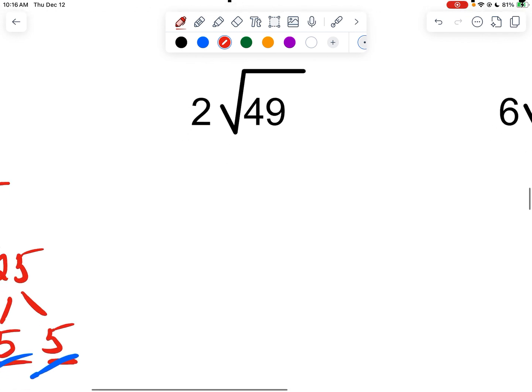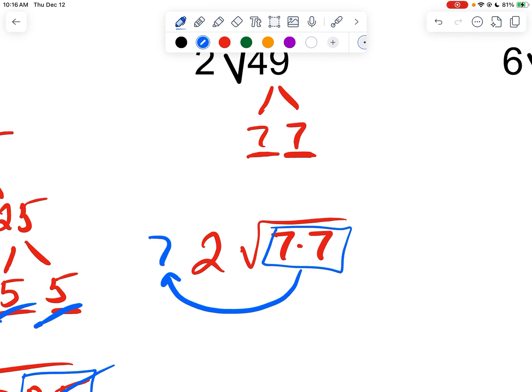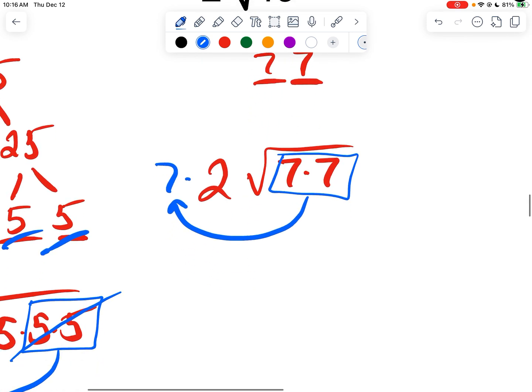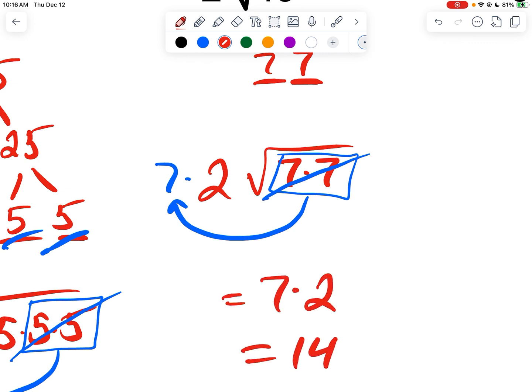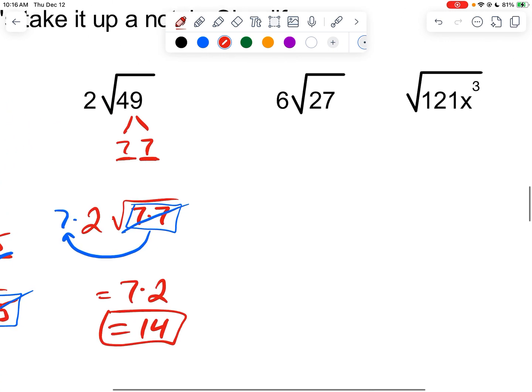Now, in this one, we are going to split up 49, which is going to be 7 and 7, which are both primes, which means I'm going to end up with 2 to the square root of 7 times 7, and then we go about business like normal. I have a pair of 7s. I'll move it to the outside. I'm just going to end up multiplying it with that 2 here, okay? Now, the good news is the 7s on the inside of the radical symbol canceled out, which means the whole thing goes away, and I'm just left with 7 times 2, which is 14. Okay?